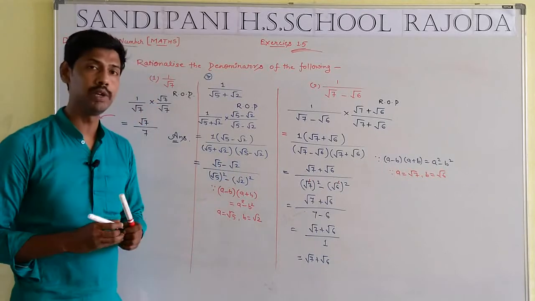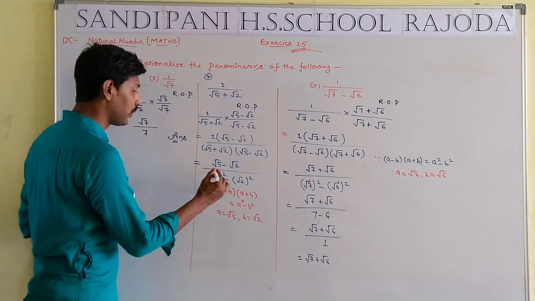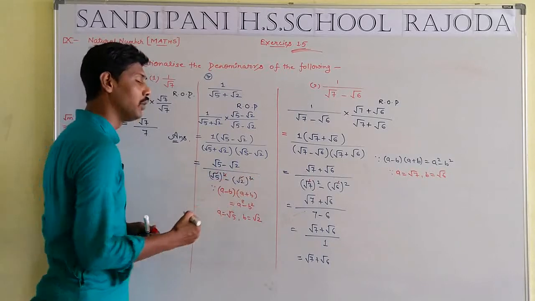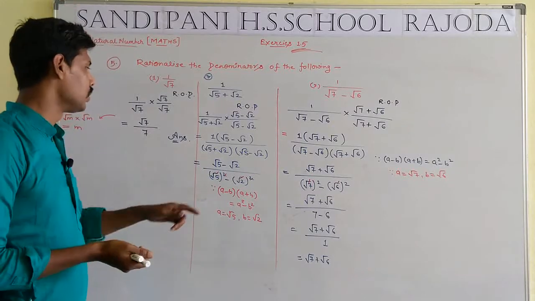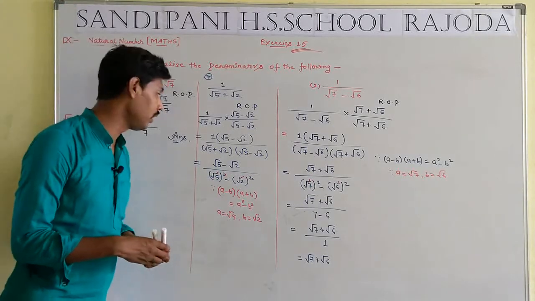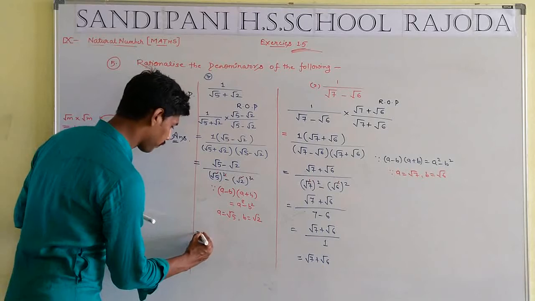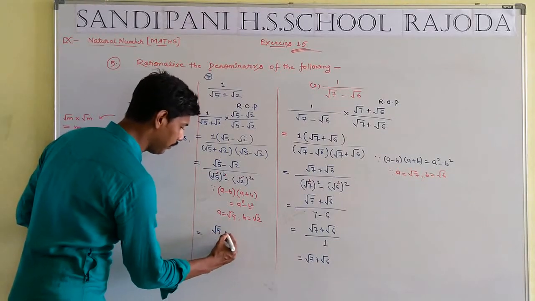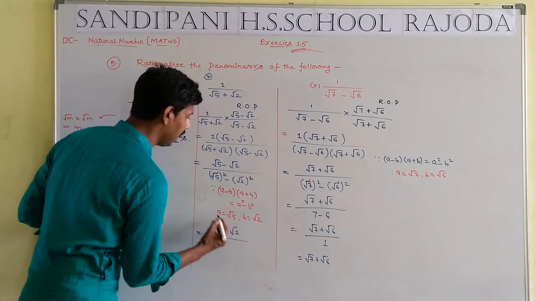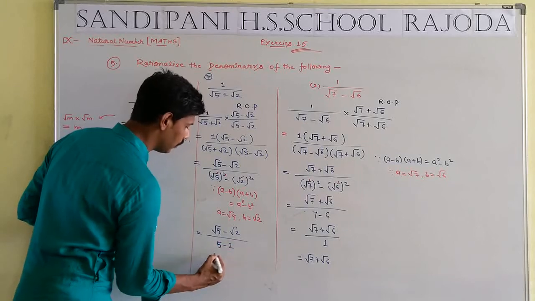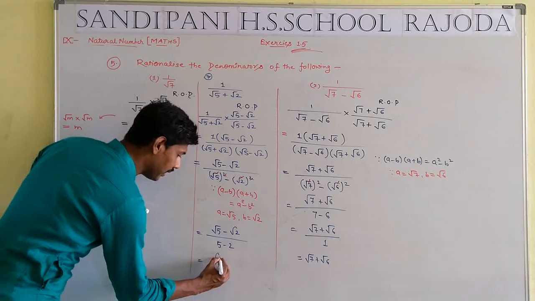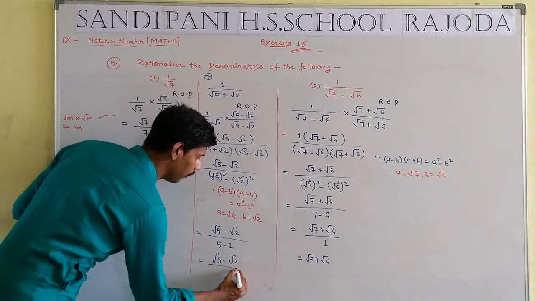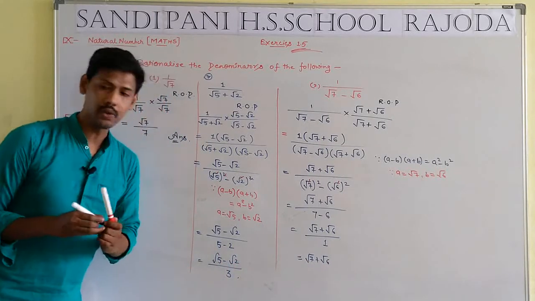What is the property between square and root? Square and root both are reciprocal to each other, both are inverse to each other. So square will be cancelled out by root. So root 5 minus root 2 by 5 minus 2. What is the answer of 5 minus 2? 5 minus 2 will be equal to 3. That is the answer of question number third.